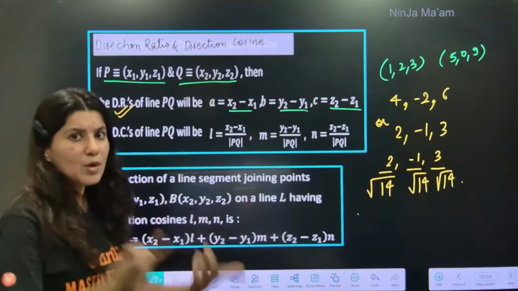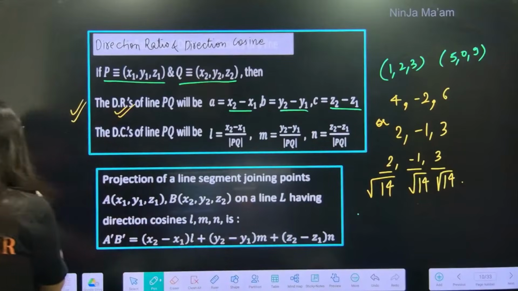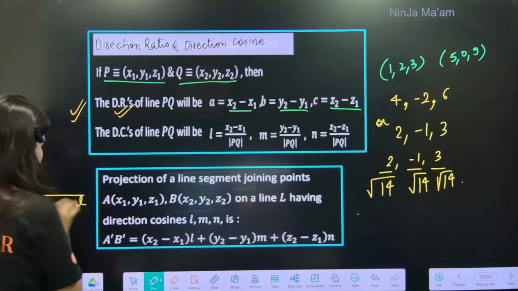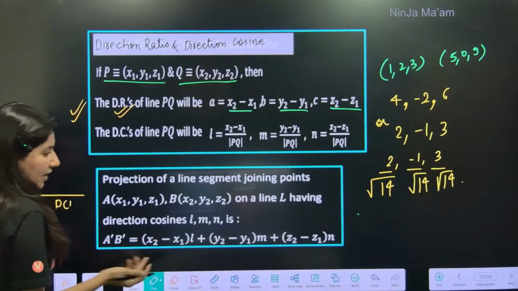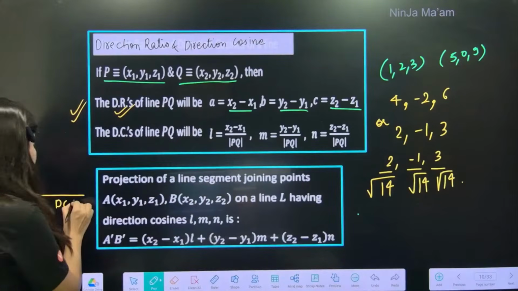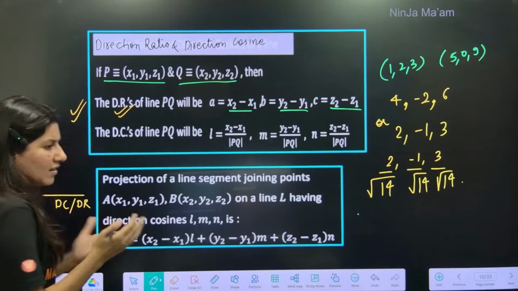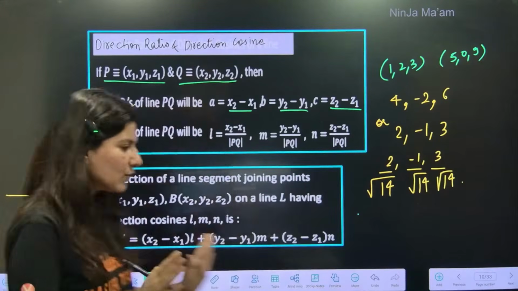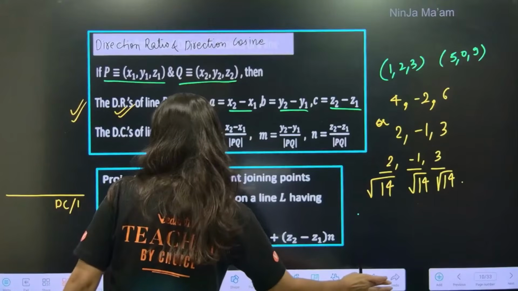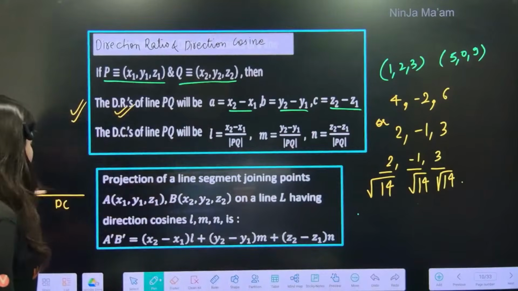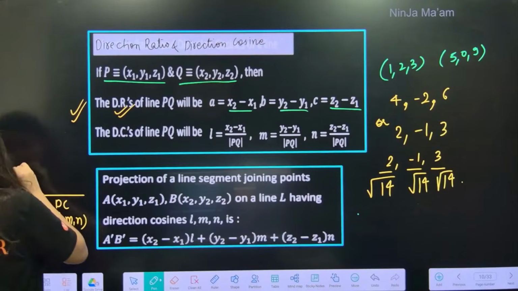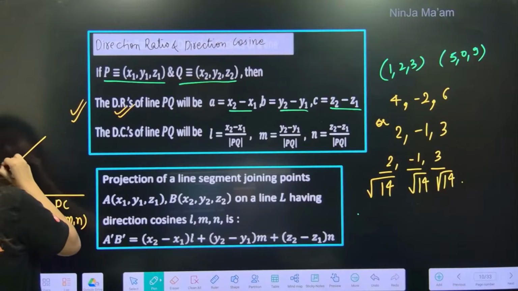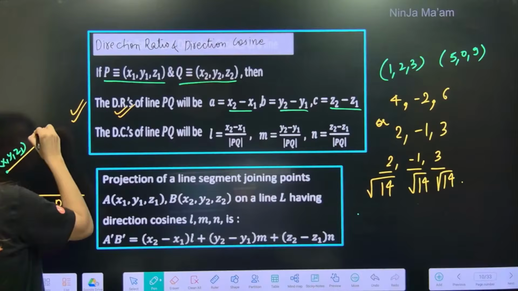Now, one more concept which is right here. Suppose you have a line L, whose direction cosines DC are given to you. If DR is given, you can find DC, so I am just going to write DC. Just in case DR is given, just calculate DC. So a line whose DC is L, M, N, and another line passing through 2 points x1, y1, z1 and x2, y2, z2. Okay, this is A, this is B.